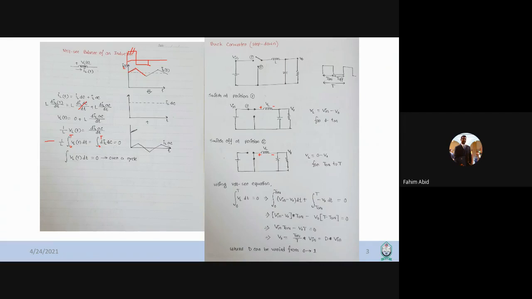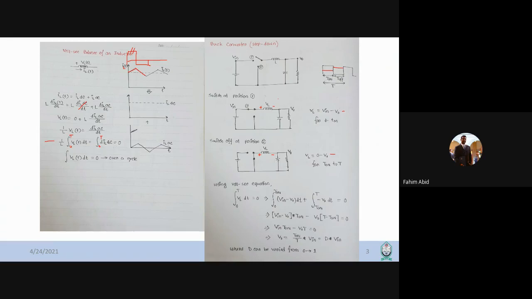Then the input is no longer connected to the load; rather, this inductor will feed the load. We'll see it in the upcoming slides. So we have two equations for VL. One is during on time, which is V in minus V out, for this amount of time. And when it is off, for T off, our inductor voltage is minus V out, for this amount of time.